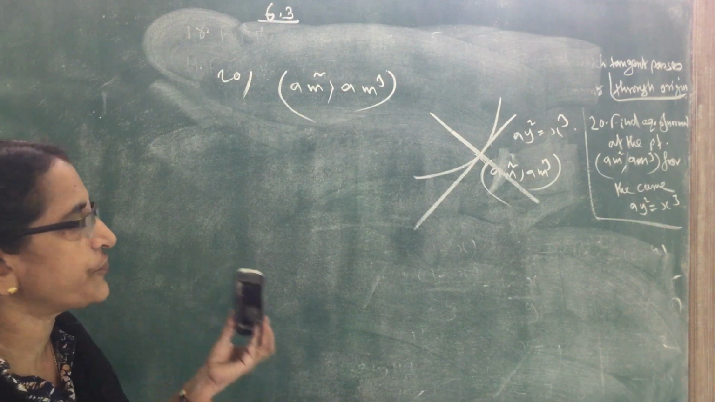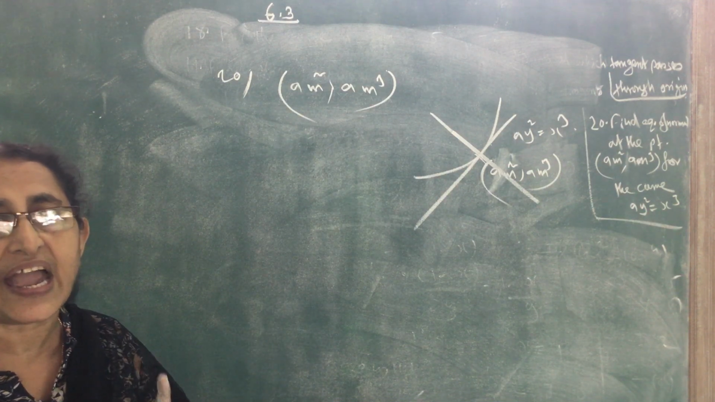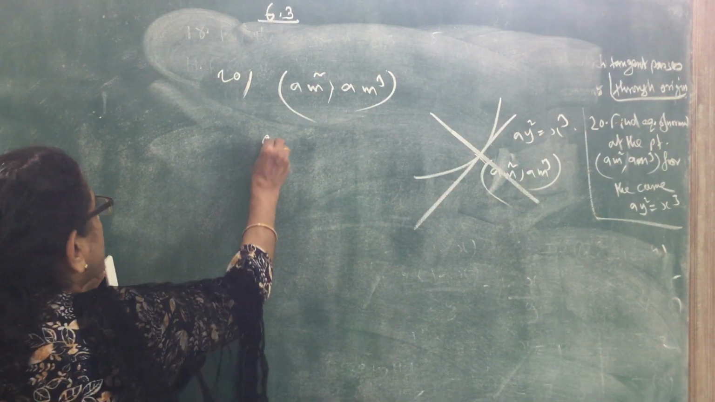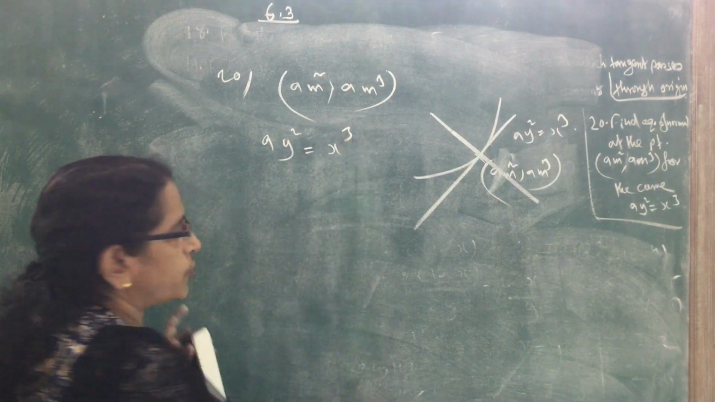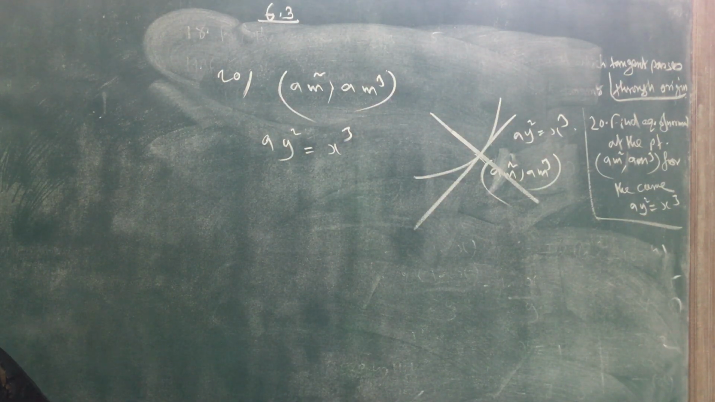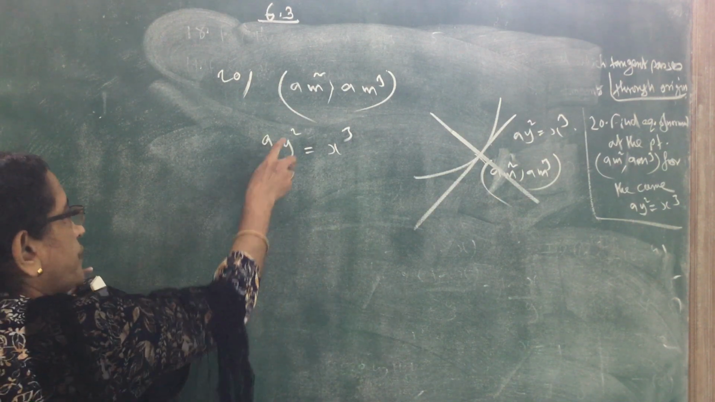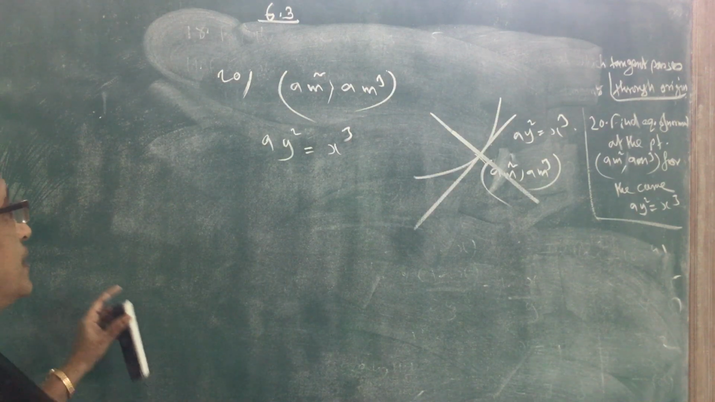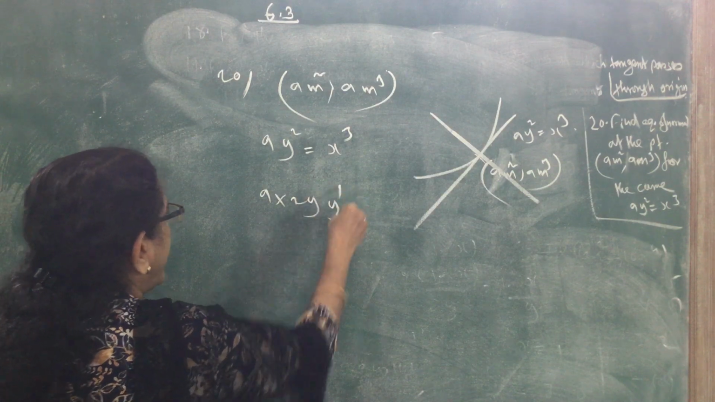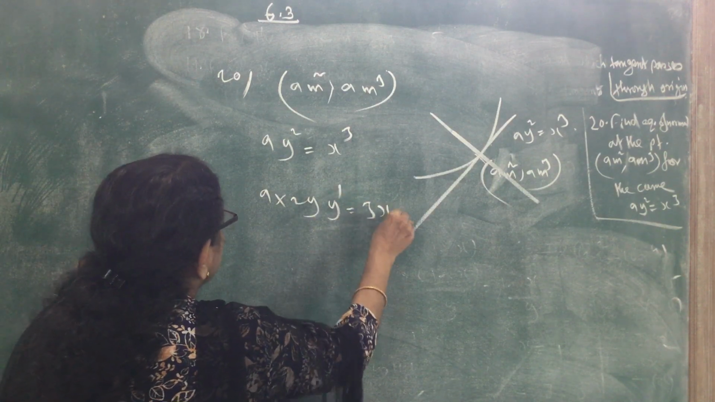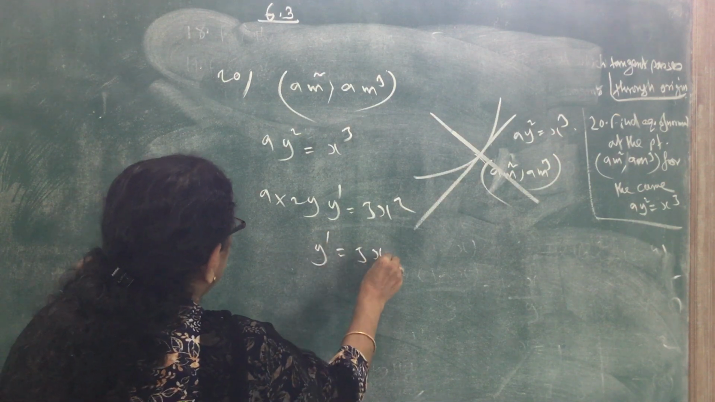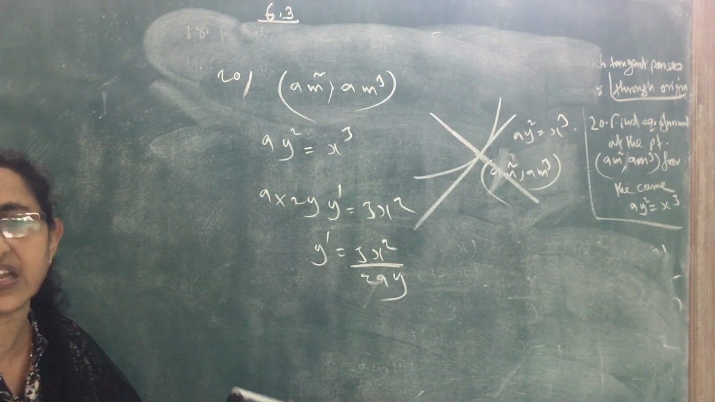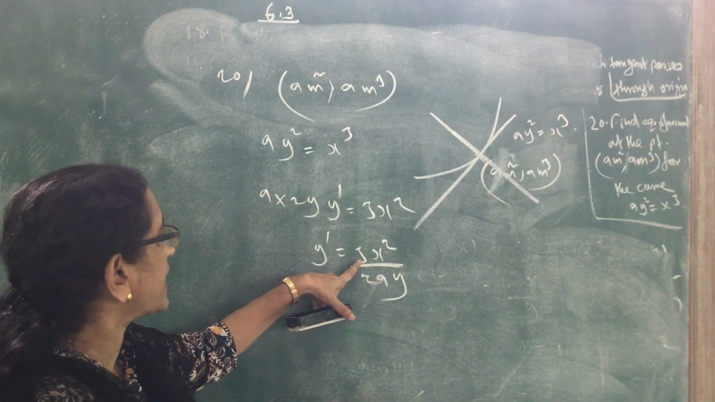So to find the equation of normal, we want the point and the slope of the normal. So the slope of the normal we can find from the equation of the curve. What is the equation of the curve? Ay square equal to x cube. First we can find the slope of the tangent, then we can find the slope of the normal. So we differentiate both sides with respect to x. So a into 2y into y dash, 2y into dy by dx equal to 3x square. Therefore y dash equal to 3x square divided by 2ay. So this is the slope of the tangent, dy by dx.